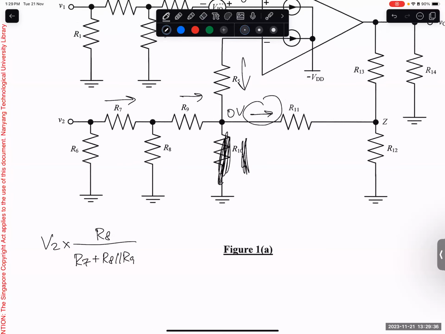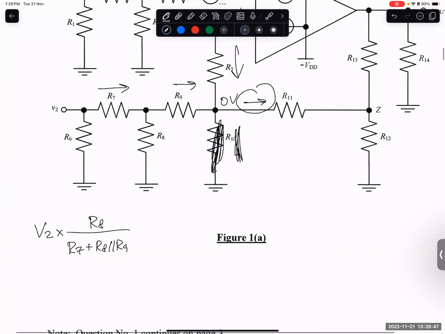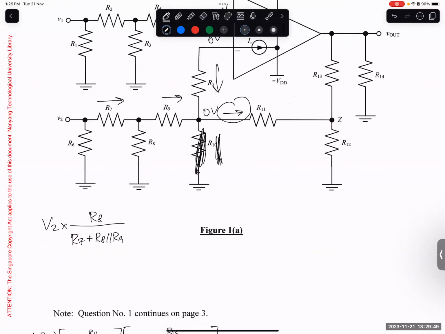Can you follow? Am I going too fast? It's correct, right? Correct. Need to double check. Good.